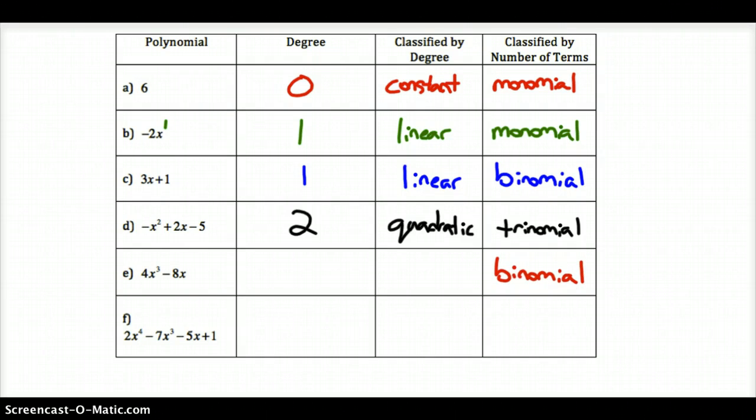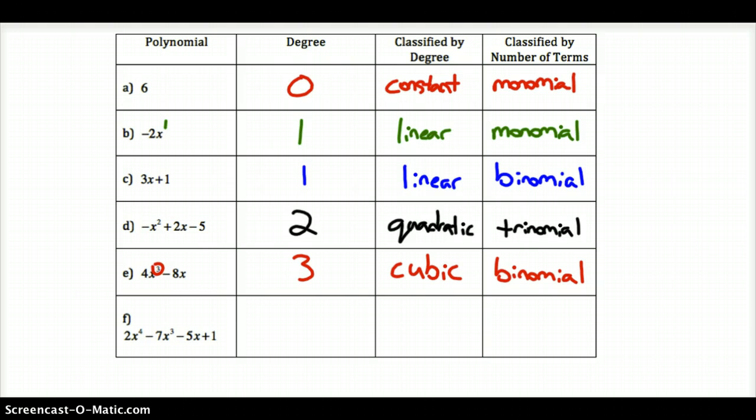Looking at the next part here, if we classify this by degree, its degree is actually 3 this time, right? The highest exponent is 3. So this is actually called a cubic function, right? It's just like how something is cubed, it's called a cubic function.